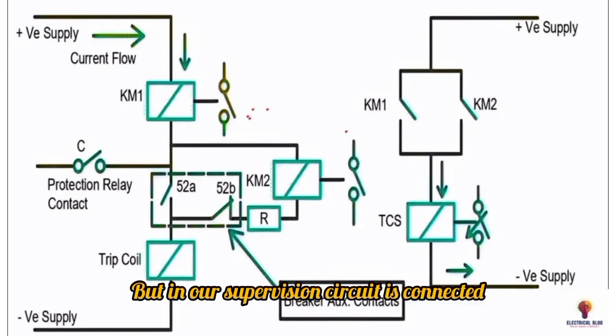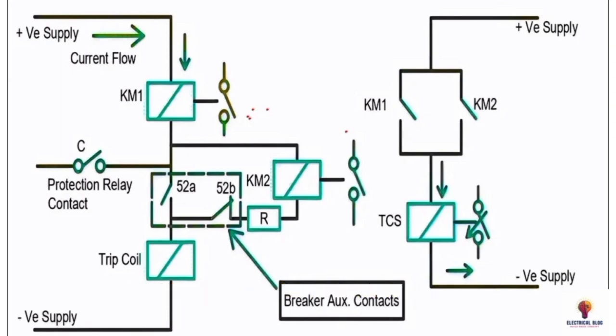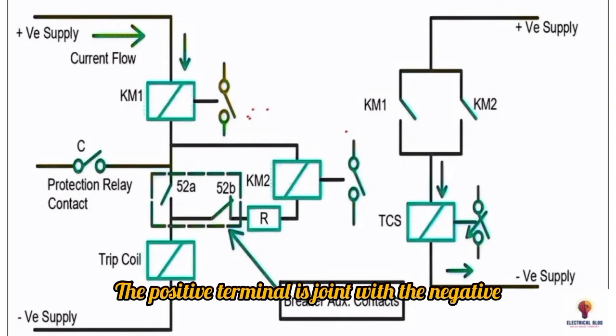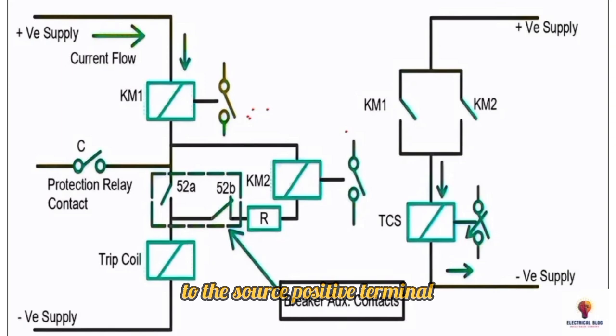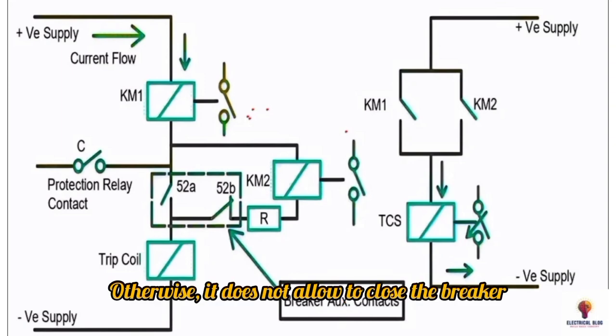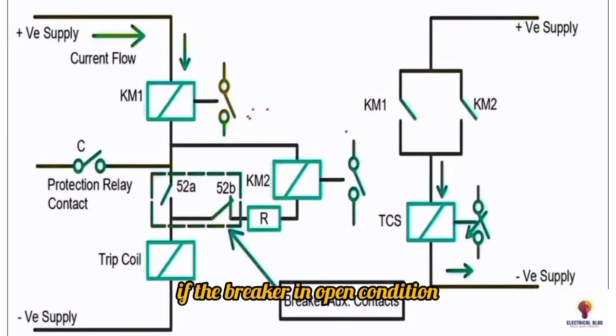But in our case, the supervision circuit is connected in series with the trip coil. The negative terminal of the supervision relay is connected to the source positive terminal. Therefore, if the trip coil is good, then the supervision relay will be healthy. Otherwise, it does not allow closing the breaker if the breaker is in open condition, or it trips the circuit breaker if the breaker is in closed condition.